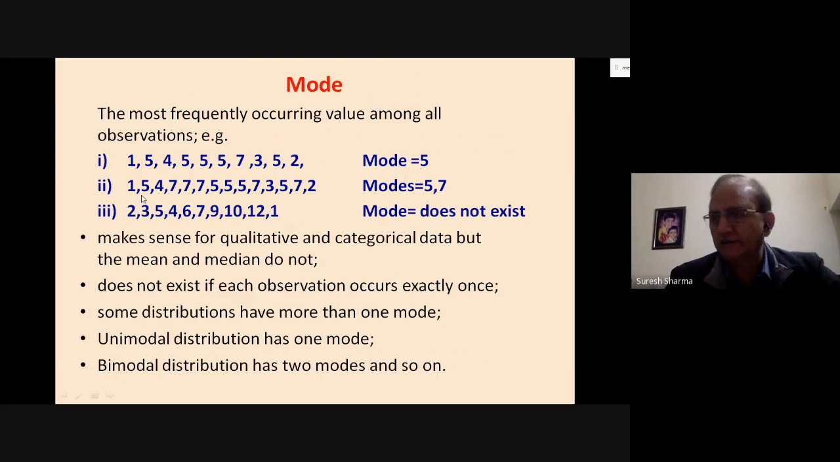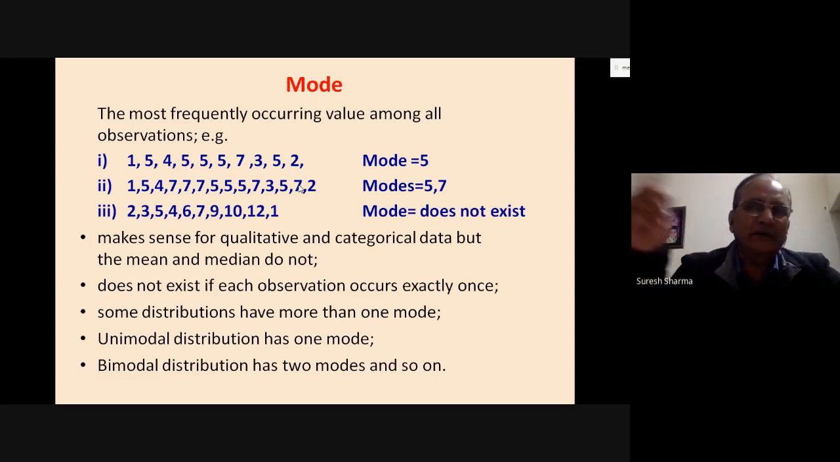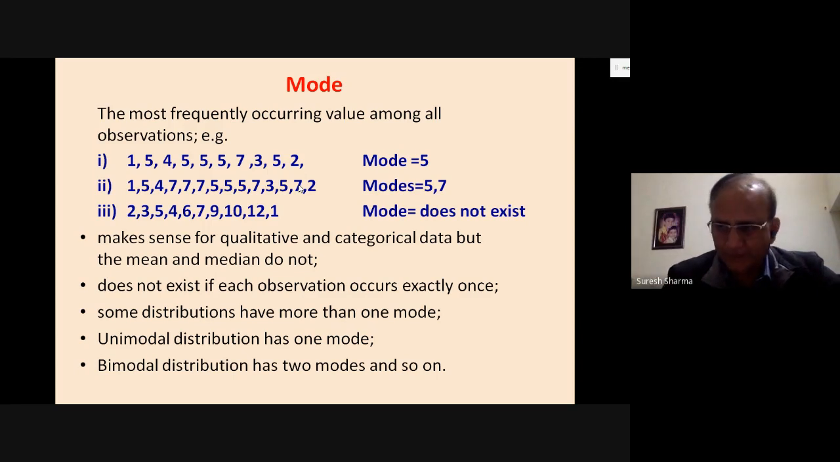Look at second series data: 1, 5, 4, 7, 7, 7, 5, 5, 7. If you read the observations carefully, 5 is occurring 5 times and 7 is also occurring 5 times, right? Now, if I ask somebody what is the value of mode, what they generally do is 5 plus 7 divided by 2, and they give the answer as 6. But look at the definition, the most frequently occurring value. 6 doesn't appear even in the data. So 6 cannot be the mode.